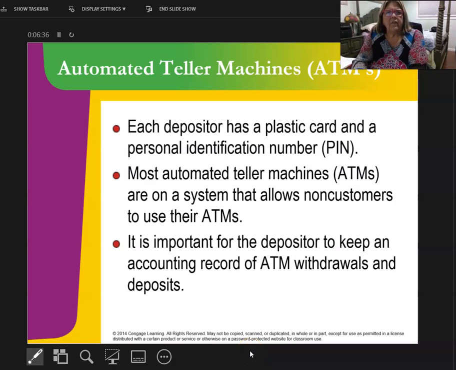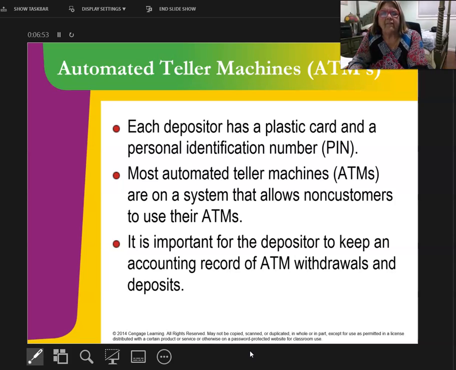Well, let's continue with Chapter 7, Accounting for Cash. The next thing I want to talk about are ATMs, which stand for Automated Teller Machines. This is the way most of us do business nowadays: we have an ATM card, we have a PIN number, we can put money in, we can take money out.